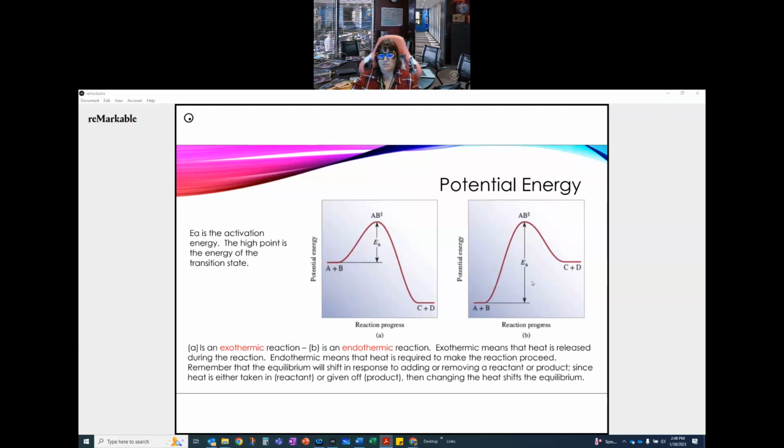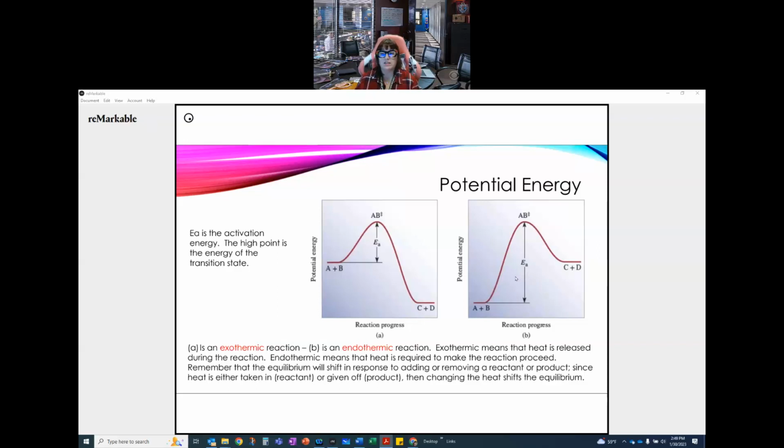And that's an endothermic reaction. So remember that the equilibrium will shift in response to adding or removing a product or a reactant. Since heat is either taken in, a reactant, or given off, a product, then we will see shifts in the equilibrium due to the change in heat.